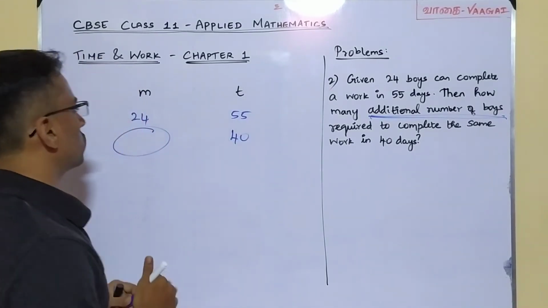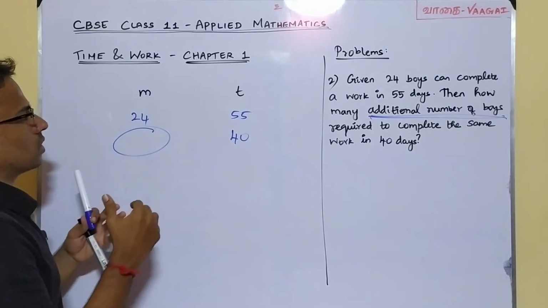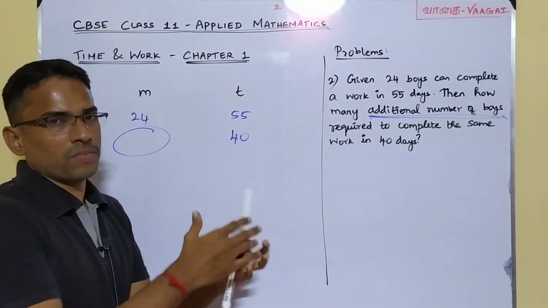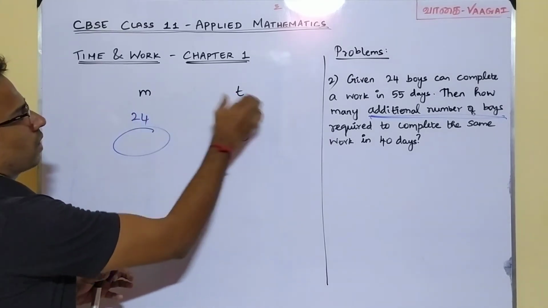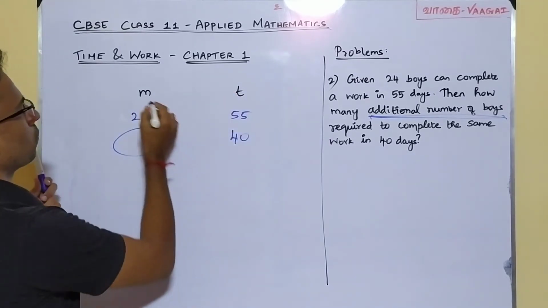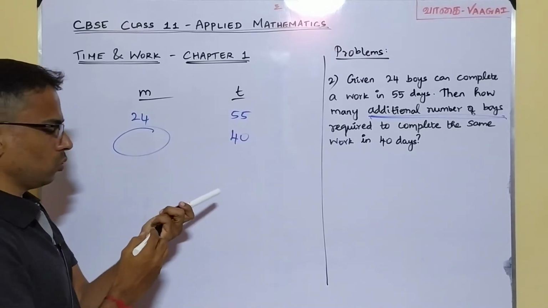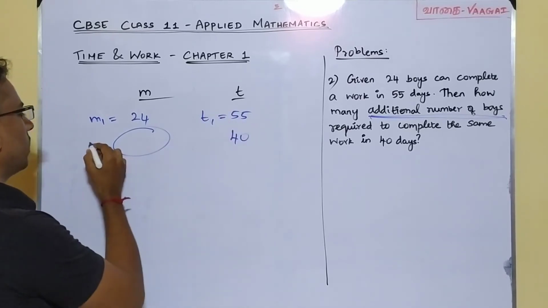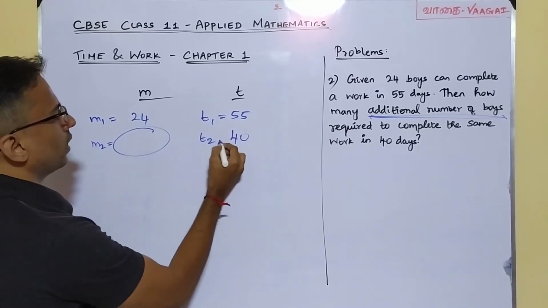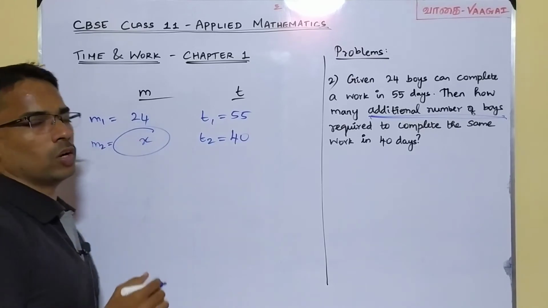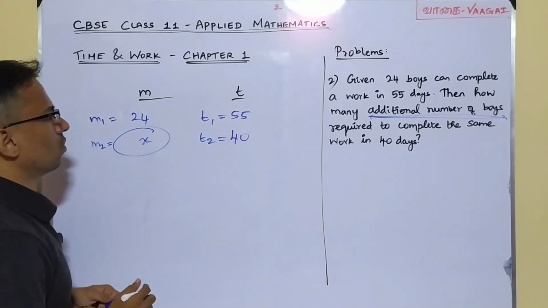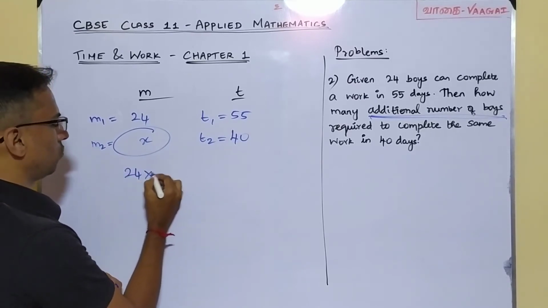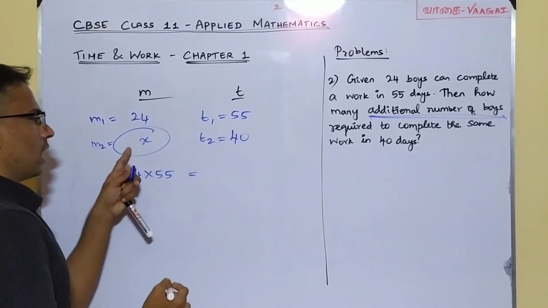So as usual, the same relation: manpower and time for a fixed work, because the work is going to be the same like the previous question. When the work is the same, manpower and time are inversely proportional. We take this as M1 T1, and this as M2 and T2, and this is missing. Let me take this value to be X. So M1 T1, I mean 24 into 55, will be the same as M2 into T2.